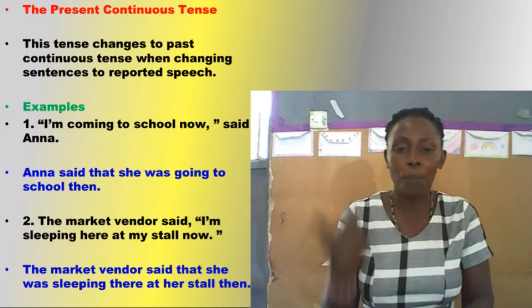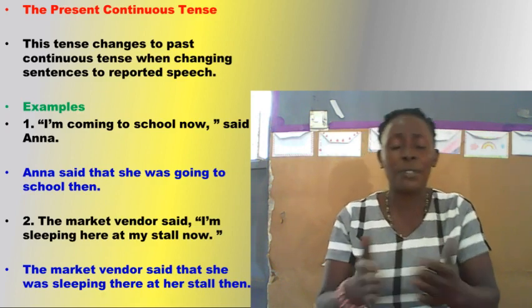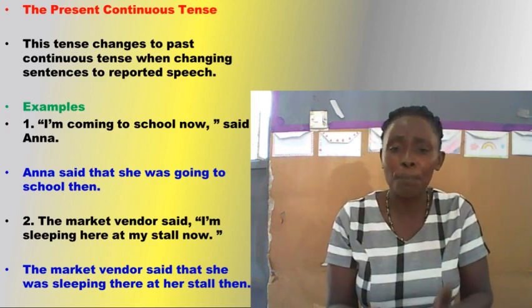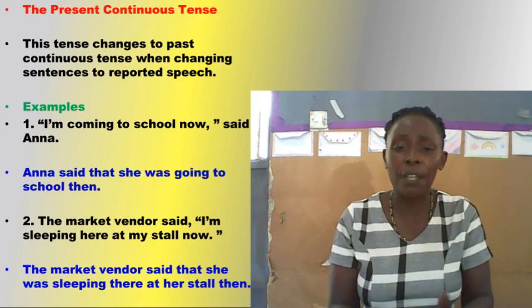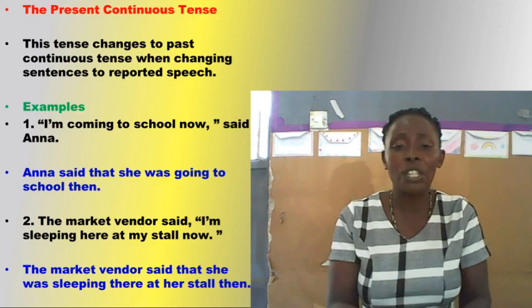For you have come to report, you have reported this. So I have to say, what did the market vendor say? What did she say? Because of said, the market vendor said that she was sleeping there at her stall then. Because of said, take note of that said. That means the tense has changed.